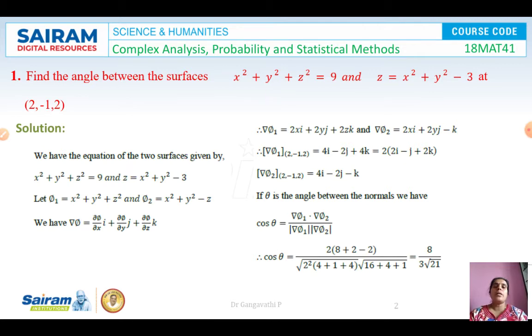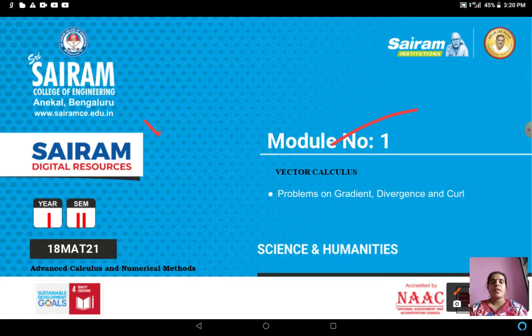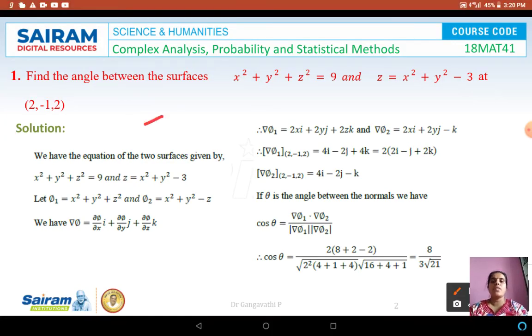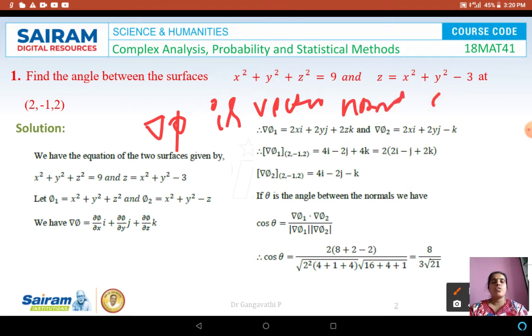So we know that if we need to find the angle between the surfaces, it means we know the angle between the vector normals. We have a definition and we can find the angle between the vectors, but as of now we don't know how to find the angle between the surfaces. But we can remember that grad phi is nothing but a vector normal to the surface phi. So grad phi is a vector normal to the surface.